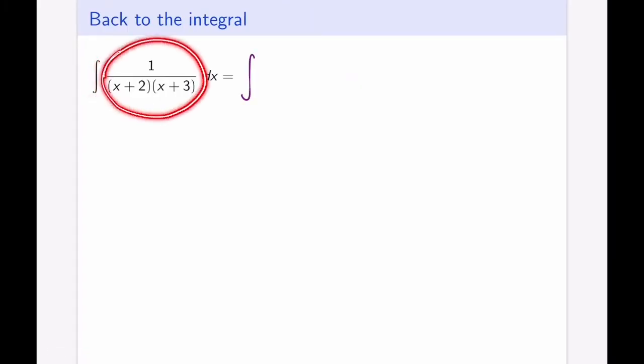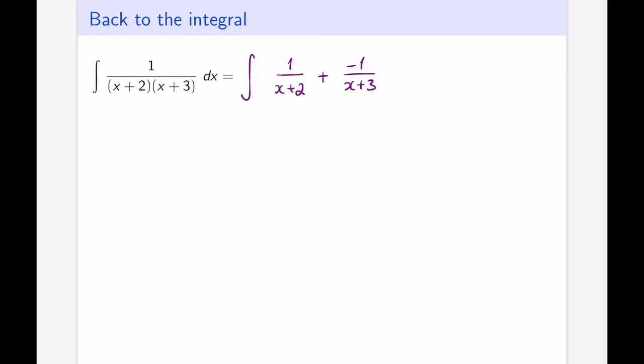According to this, I can put the integral in front of it now. What I've discovered is that this fraction is equal to a, which is 1, over x plus 2, plus b, which is minus 1, over x plus 3. This is what my decomposition gave me. Now, integrals can be split over the plus sign, which means that I can integrate these two fractions separately. 1 over x plus 2 dx, and then I can, of course, move this minus down, which will give me minus the integral of 1 over x plus 3 dx.